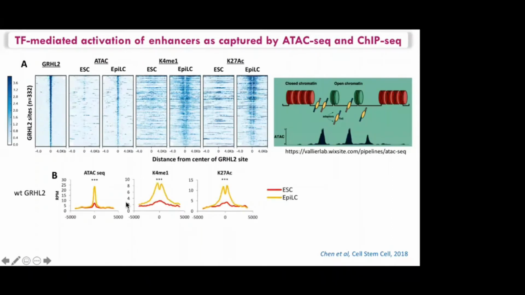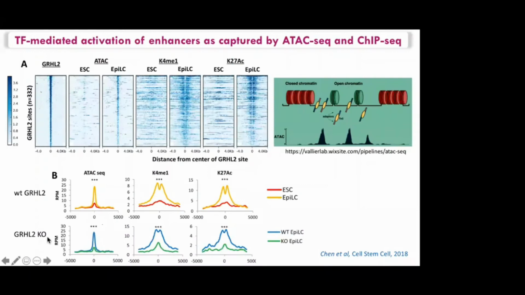And if you make an average profile for these modifications and ATAC-seq data sets, you can see in the yellow, in the epiblast-like cells, there's a huge increase in ATAC-seq signal. Similarly for K4 monomethylation and K27 acetylation, suggesting that these enhancers have been activated. And when you do the knockout of the transcription factor, in the green here, you don't see that activation. So it's a beautiful paper that shows how transcription factors mediate activation of enhancers during embryonic stem cell to epiblast-like cell transformation.